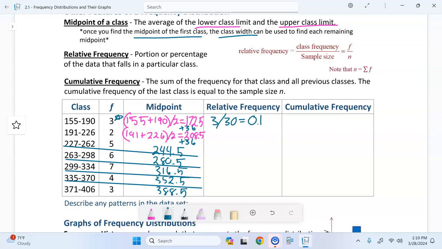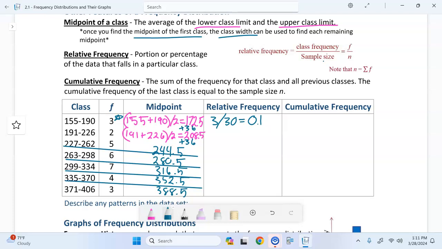We want to round to the nearest percent, so that means 2 decimal places. So our first class is 10%. Wait, why are we dividing by 30 and not 36? 36 is the class width, 30 is our sample size. 30 adults. Oh, okay. So 10% of the adults use their phone between 155 minutes and 190 minutes on a given day.